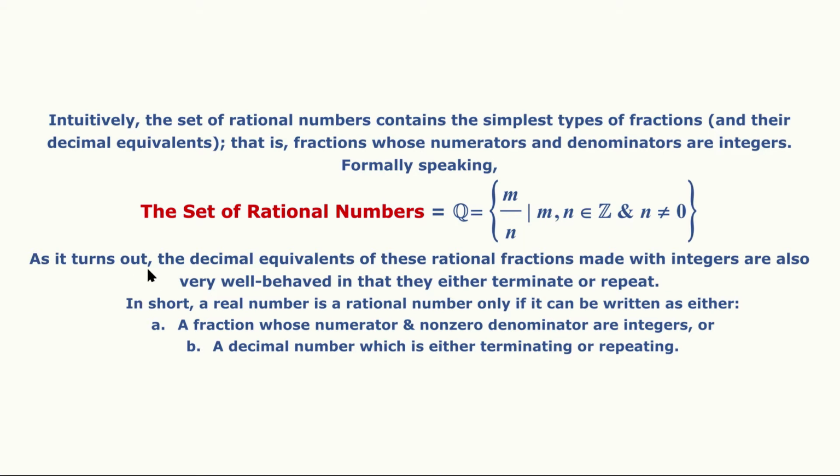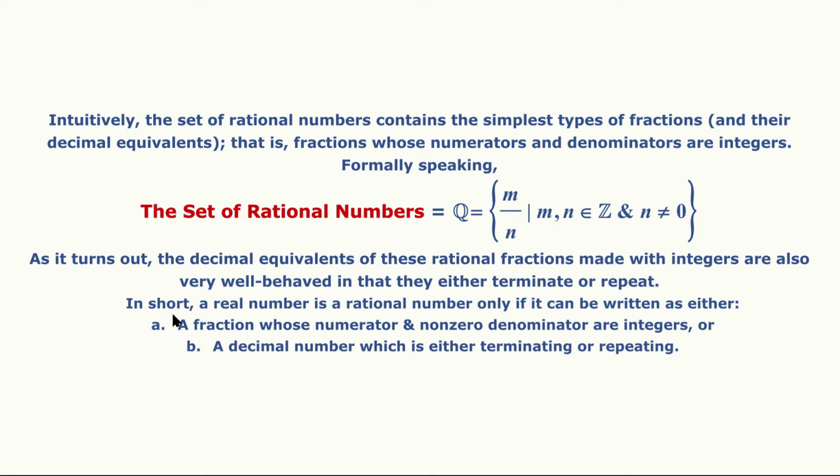Now, as it turns out, the decimal equivalents of these rational fractions are also very well behaved. And when we say well behaved, it's in this sense: a decimal equivalent of one of these quotients of integers is either going to terminate, which means it's just going to stop after a few decimal places, such as 2.53, stop, right? Or they repeat. So like 5.231, 231, 231, right? That's called a repeating decimal.